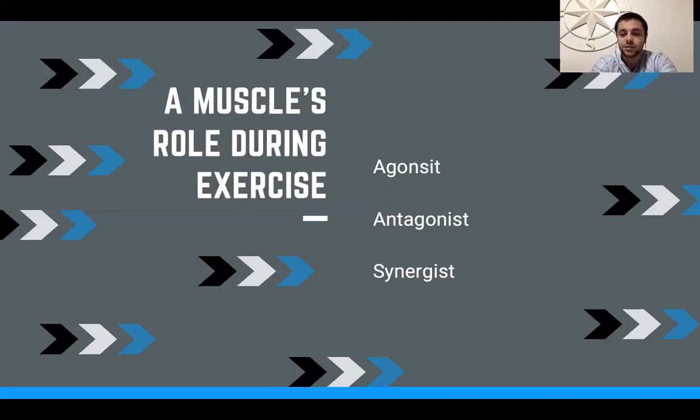Now the synergist, you can think of as the agonist's little helper. It's going to perform the same action. It's going to help us out a bit, but it's not going to be the muscle that's primarily responsible for performing or executing that movement. So with the barbell bench press example, the synergist would be the anterior deltoid. You could also put triceps brachii because we're also using those muscles during that exercise.